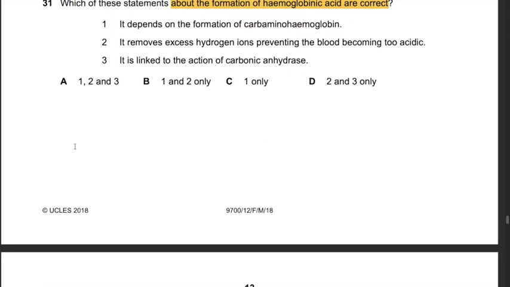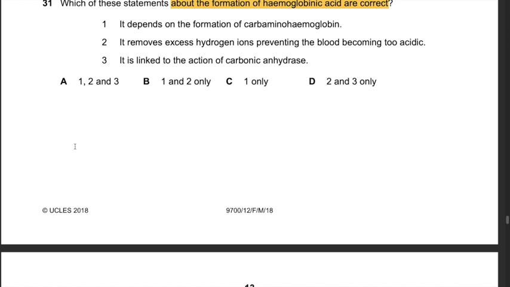Question 31. Which of these statements about the formation of hemoglobinic acid are correct? 1. It depends on the formation of carbaminohemoglobin. 2. It removes excess hydrogen ions, preventing the blood becoming too acidic. 3. It is linked to the action of carbonic anhydrase. 1 is obviously incorrect because it doesn't depend on the formation of carbaminohemoglobin at all. It depends on hydrogen ions binding to red blood cells, leading to hemoglobinic acid, and it doesn't necessarily depend on carbaminohemoglobin.